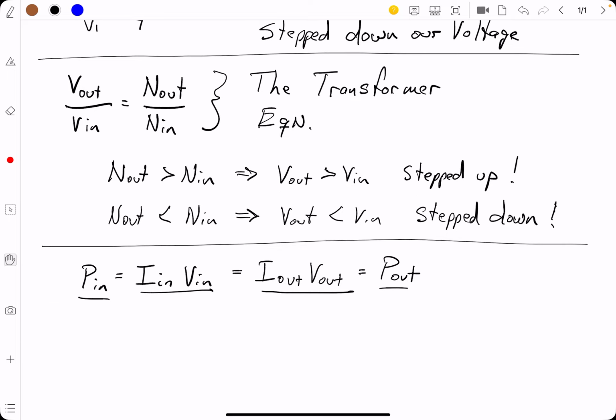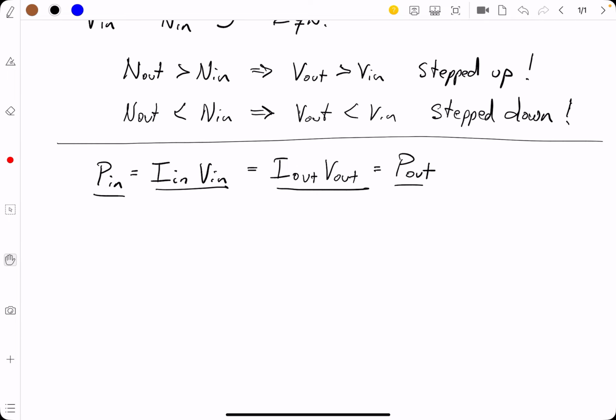That's very convenient for us. And we can generate some more equations and figure out what current has done, okay? So now we can say that V out over V in is equal to I in over I out. Okay, so it's an inverse proportionality, all right?